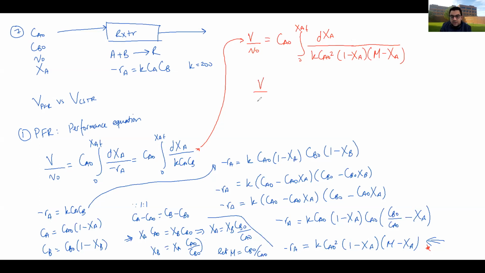So let me rewrite it. I have V over V naught is equal to CA naught over K CA naught squared. You can cancel this guy with this guy, of course. 0 XAF dXA over 1 minus XA, M minus XA. Okay, so at this point, I need to break this into two fractions before moving any further. So I'm going to save this page, and now let me erase all of the stuff here so that we have some space to work.